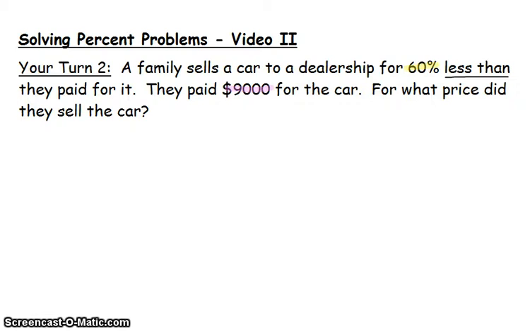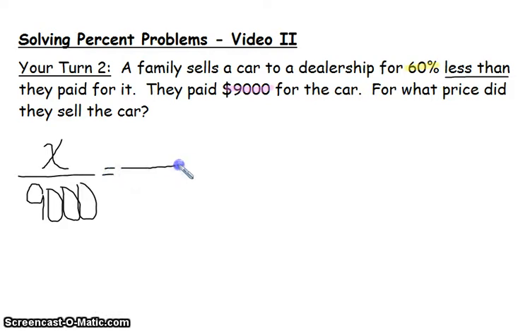You don't know how much money they lost on this car. The X doesn't represent how much money they got for it. It's how much money they actually lost, what they did not get for their car. And the 9,000 is the base amount for the problem. And of course, the 60%, the 60 is the P over 100. So a very, very simple ratio or proportion here.